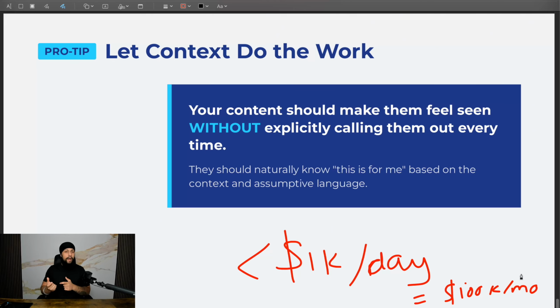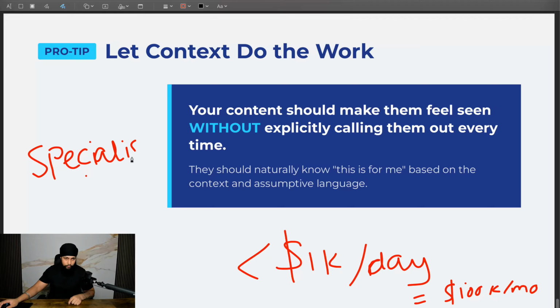You want to go after the low-hanging fruits first, which is going after the people who already know that they need to be bulking up, and you're speaking to those people specifically by giving them contextual, specific advice that is specialist. Okay, you need to be giving them specialist advice that understands their context.